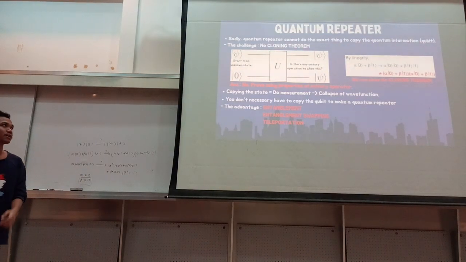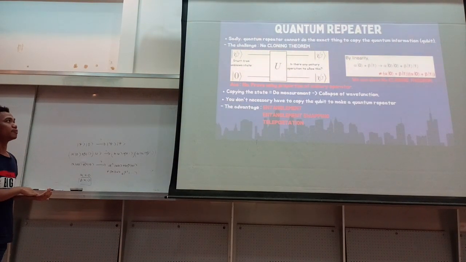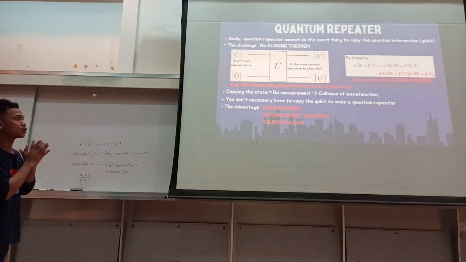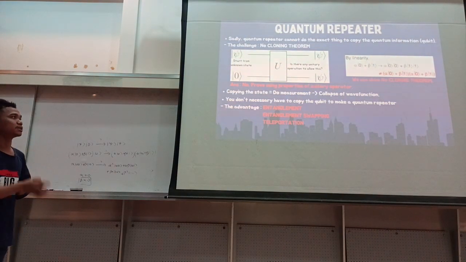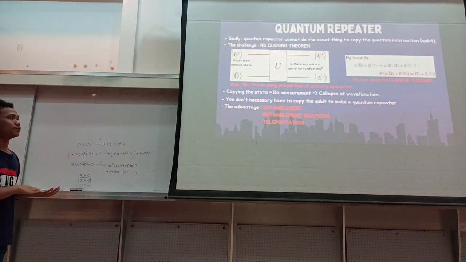So we prove that the no cloning theorem holds. I mean, copying the quantum state is impossible. So we have the restriction of the no cloning theorem. But it is not necessary to have repeaters which can copy this quantum state. We can use the advantage of, for example, quantum entanglement and entanglement swapping, which I will show you in the next slide. So we have proof.